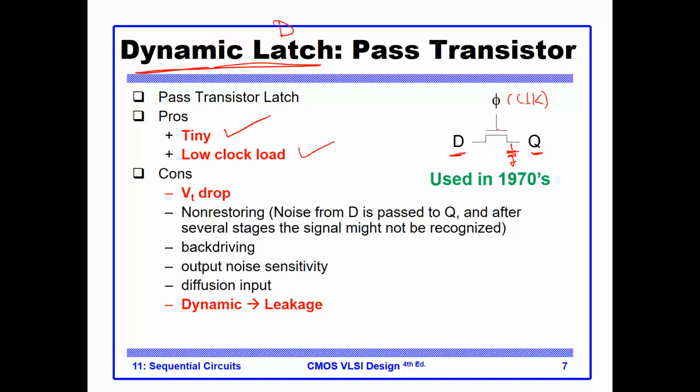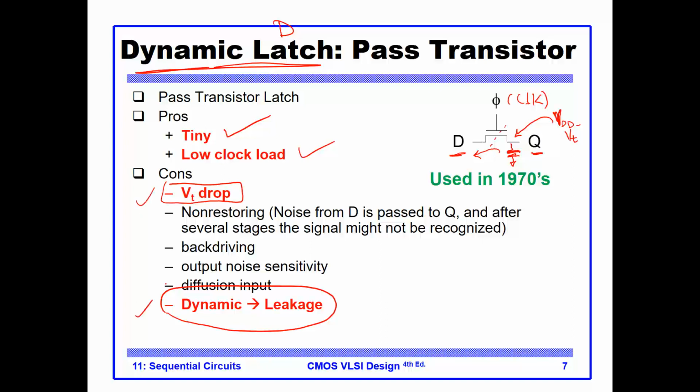But let's see the problems. The main problem is the VT drop. What do you mean by VT drop? When we write a 1 here, it will not be VDD, it will rather be VDD minus VT. That's a major problem. You are impacting my noise margin here. What's the other problem? Leakage. When the clock is 0 and this is supposed to be off, there is a leakage current which can erroneously drain the VDD minus VT all the way down to 0 volts. So that's a major problem of this pass transistor. Two main problems.